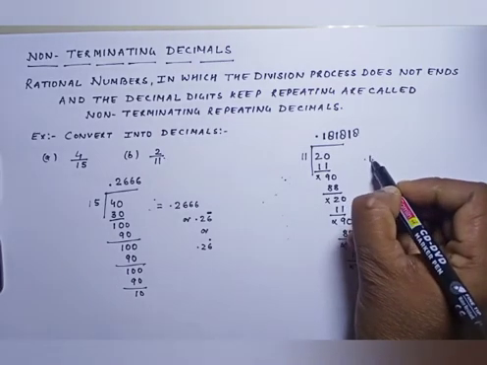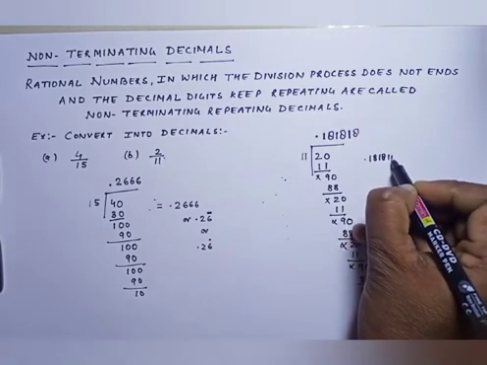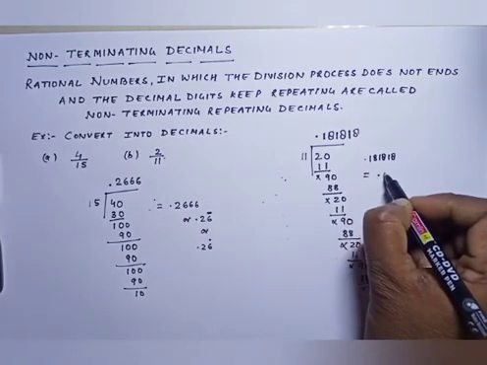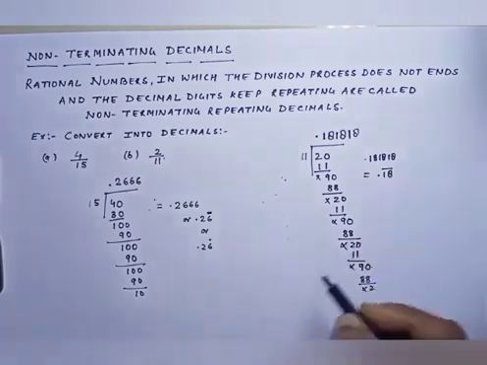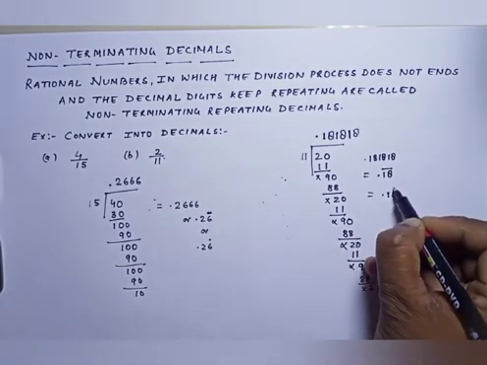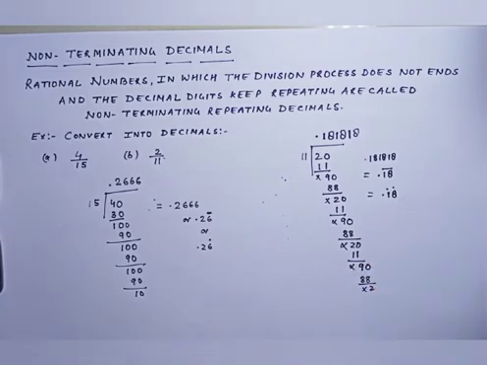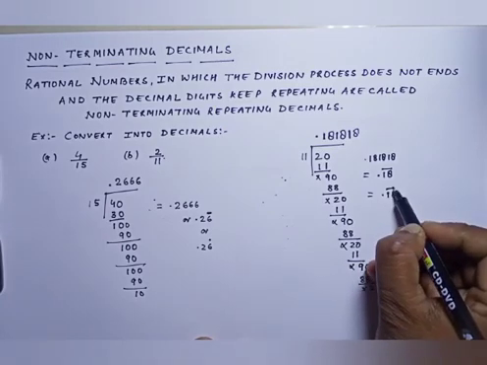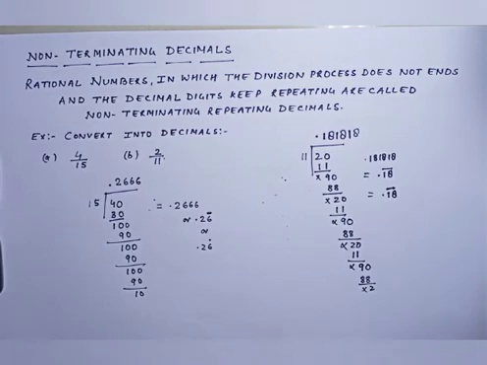So 0.181818 can be written as 0.18 with a bar. Above 18 we are going to put a bar. This shows that 18 is repeating again and again.